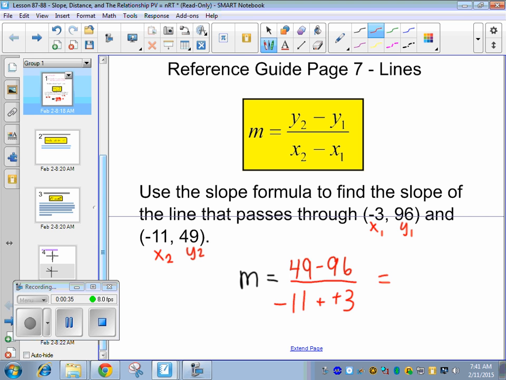Okay, so it's 49 minus 96. Okay, -47. And -11 plus 3. So a negative over a negative is a positive, and I do want you to make it a positive in that last step. Okay, we're going to go to the slope.